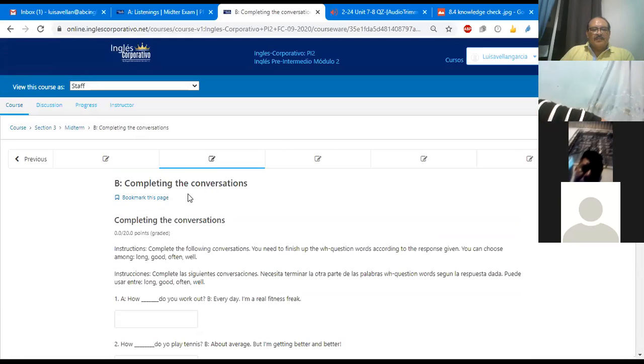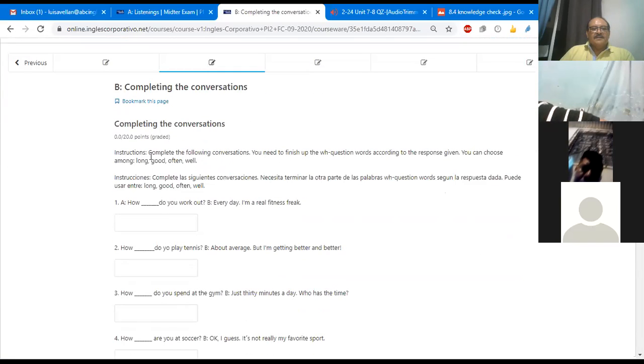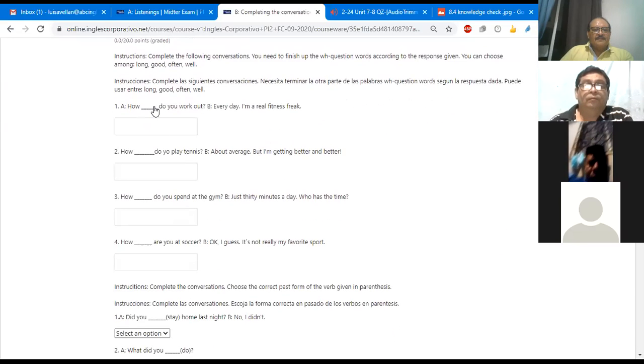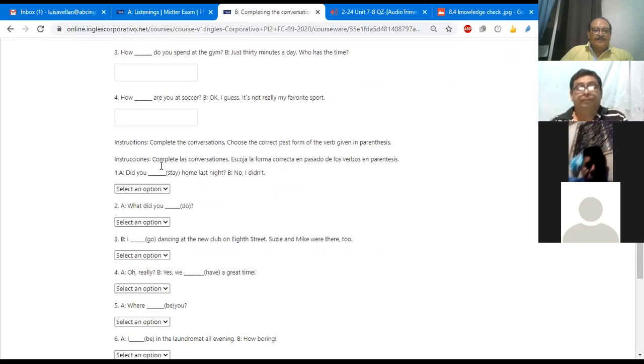Then we have the complete conversations. Complete the following conversations. You need to finish the WH question words according to the response given. You can choose among long, good, often, and well. For example, you can use how long, how good, how often, or how well. I'm going to choose one of them. You write it there, and there you go.